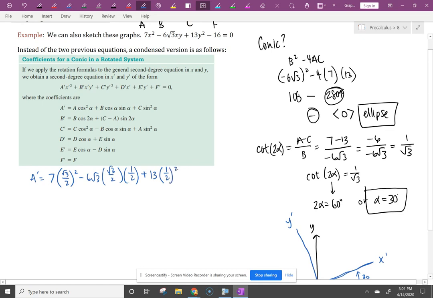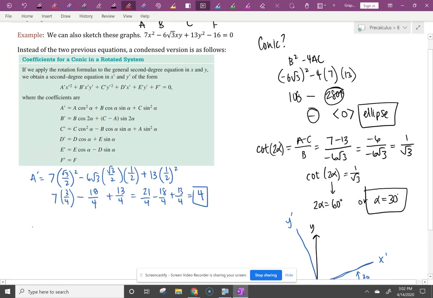And that is our new A value. How gorgeous is that? What is that? That's 7 times 3 over 4, minus, what is that, 18, so 6 times root 3 times root 3, that's 3 times 6, which is 18 over 4, because 2 times 2 is 4. And this one would be 13, so plus 13 over 4, which to me looks like 21 over 4 minus 18 over 4 plus 13 over 4 equals 21 minus 18 is 3. So 16 over 4 or 4. So A prime is 4.